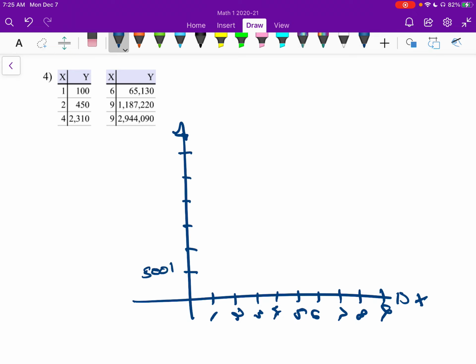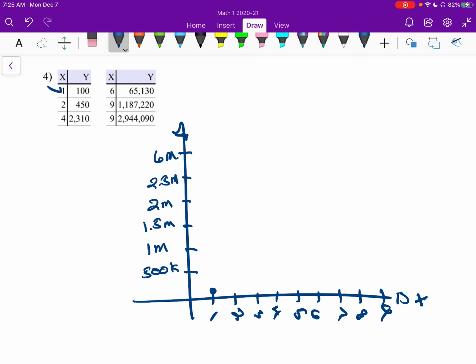So 500, and I'm just going to put a K. This is going to be 1 million, 1.5 million, 2 million, 2.5 million, and 3 million. All right, starting off, we have 1 and then 100. Well, our interval here goes from 0 to 500,000. So 100 is going to be really close to the axis. It's going to be really far down there.